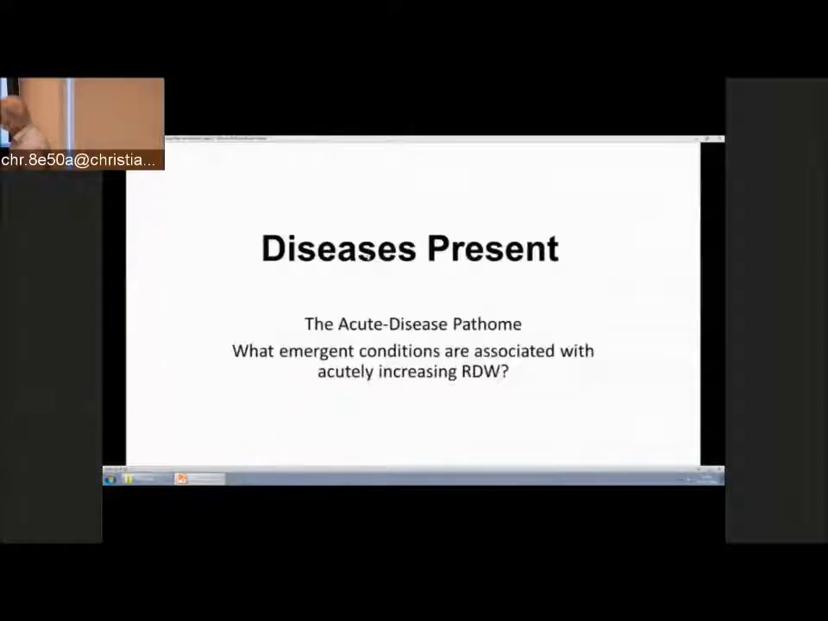okay, let's try something else. Let's try diseases present. We're going to ask, are there emergent conditions that are associated with an acute increase in RDW? This is the difference. So if you get something, what things make your RDW go up? It's actually a little closer to a clinical trial where you do something to the patient, except the thing we're doing to them is they get a disease on their own.